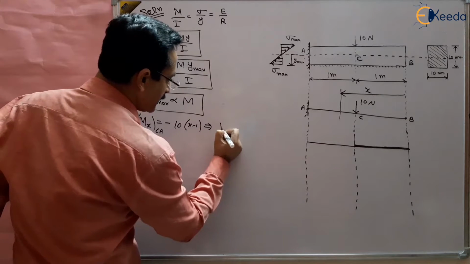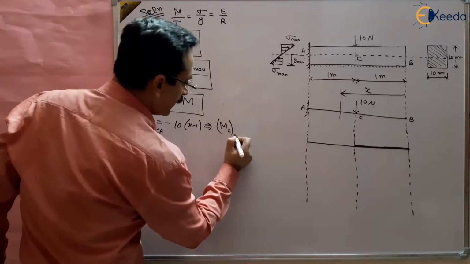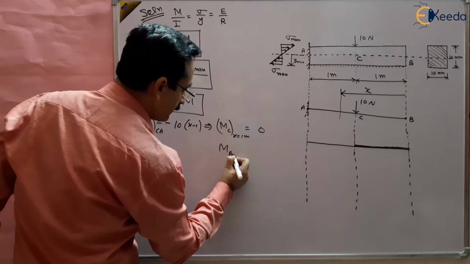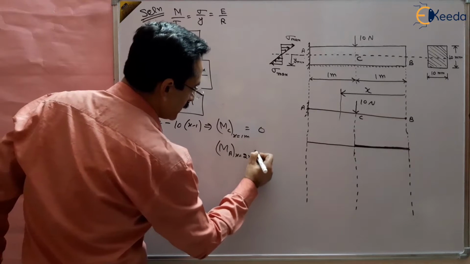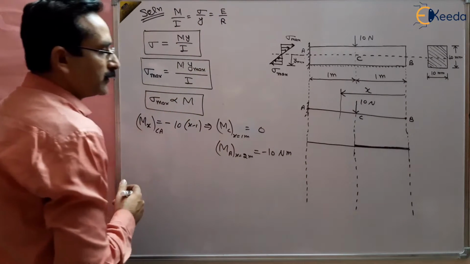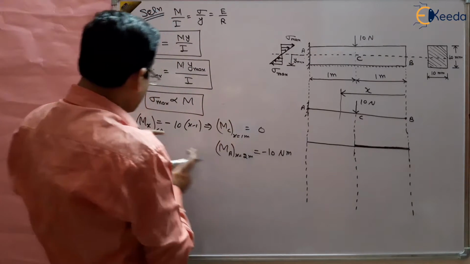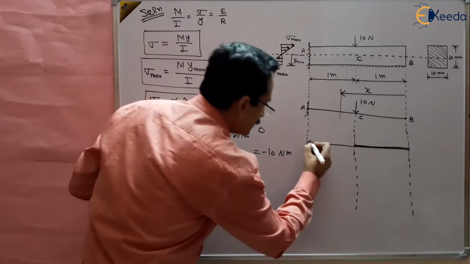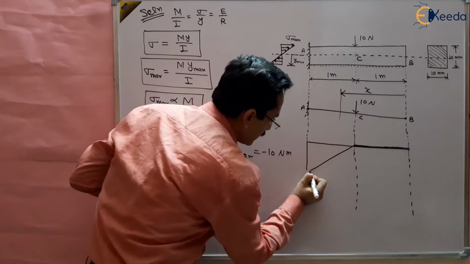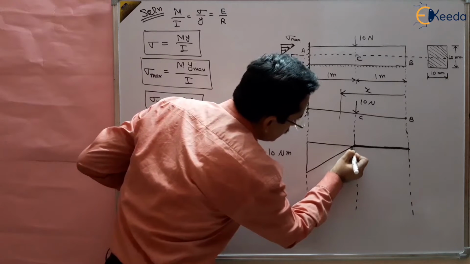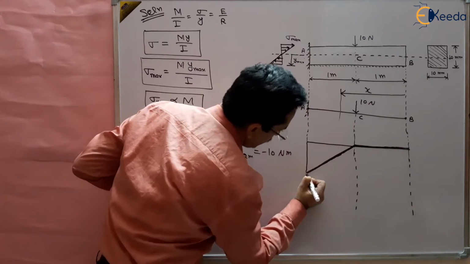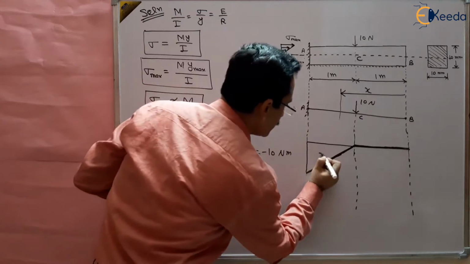And MC, where x will be 1 meter, this will be 0, and MA, where x will be 2 meters, this will be minus 10 Newton meter, right? So it is a linear variation from 0 to minus 10, linear variation because x is there, right? From 0 to minus 10, suppose this is minus 10, and this is the variation like this, right? So from here, this variation is linear variation like this, right? So this is the bending moment diagram, and it is negative, right?